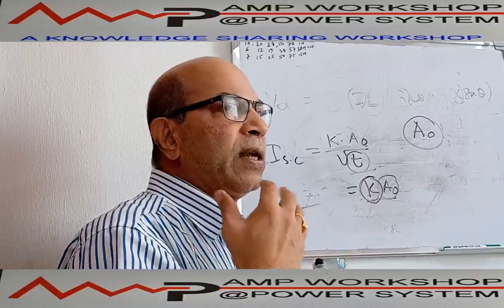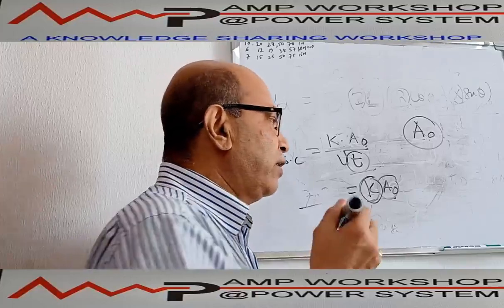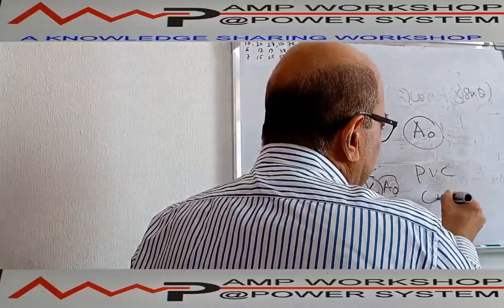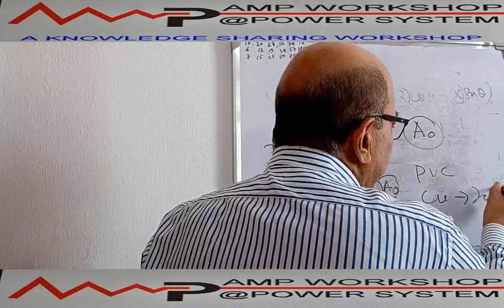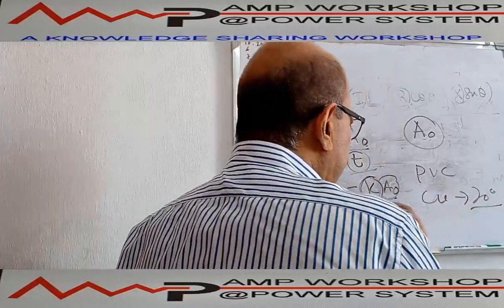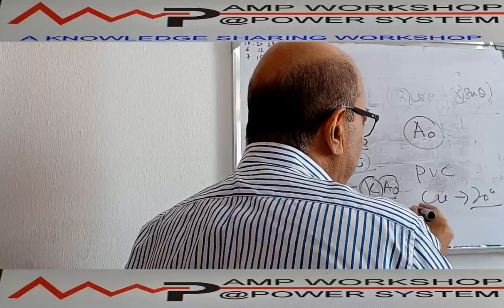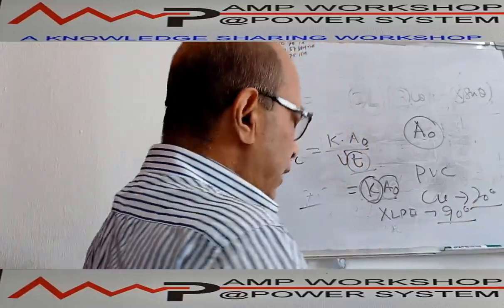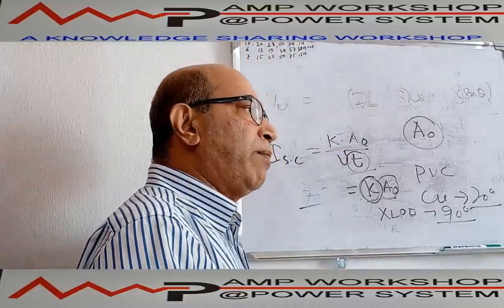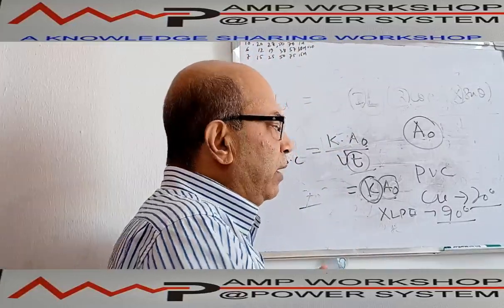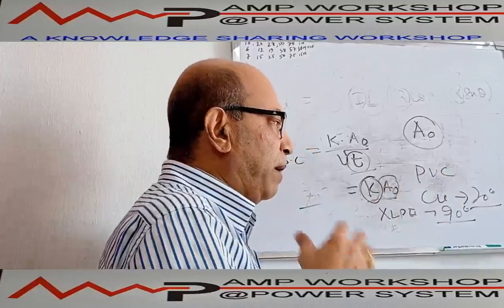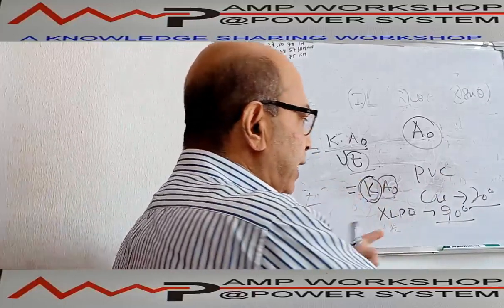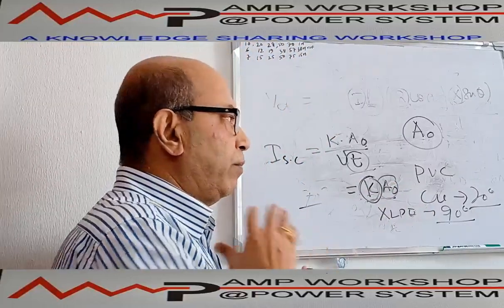is estimated based on the temperature of the conductor. In the case of PVC insulated copper conductor, this temperature is 70 degrees centigrade continuous. And in the case of XLPE insulated copper cable, it is 90 degrees centigrade. So there are two grades: 90 degrees centigrade for the XLPE insulated cable, and for the PVC insulated cable the maximum temperature is 70 degrees centigrade. That is for continuous normal operation of the cable.